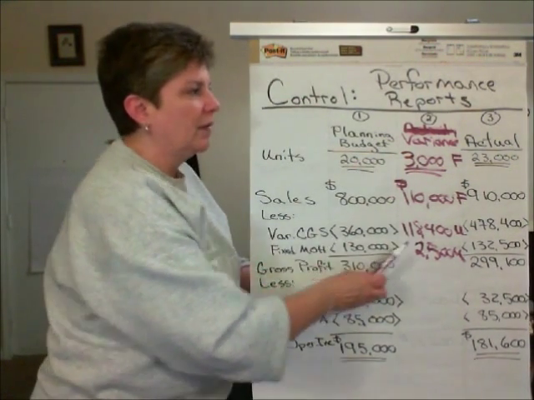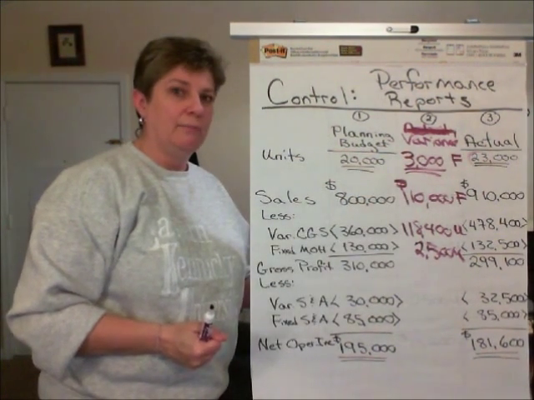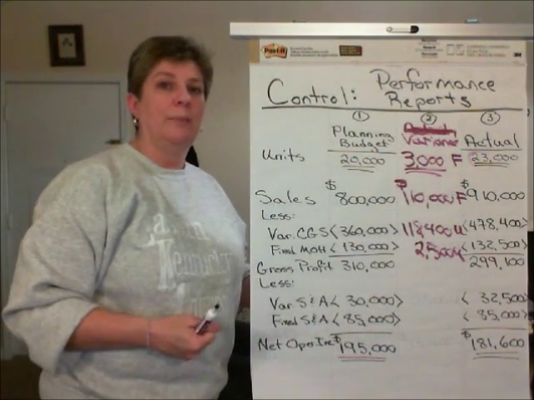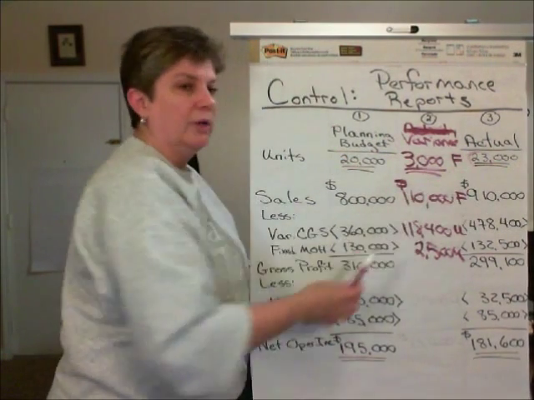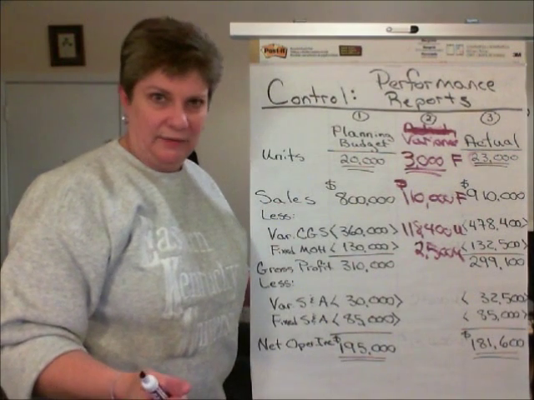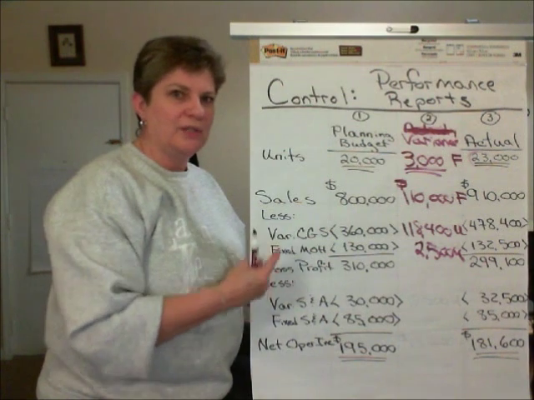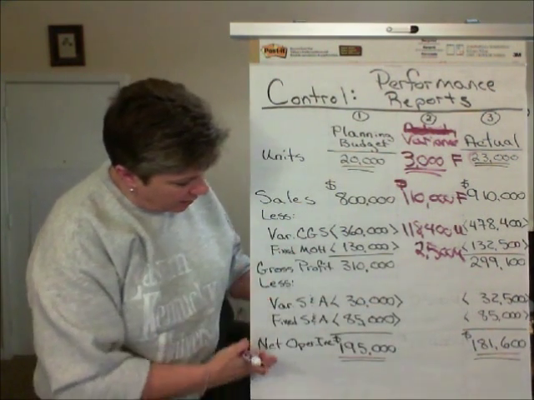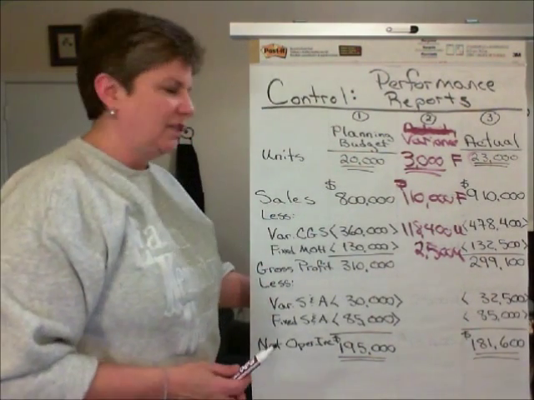Now, was it because we went outside the relevant range of activity? Maybe we had to rent some more equipment and that caused our cost to go up. And we had to rent more equipment because we produced more units than we expected. That might be a good thing in the long run, but we need to look further, look beyond just this cursory overview. And then below that, we've got gross profit, of course, and our selling and administrative expenses.